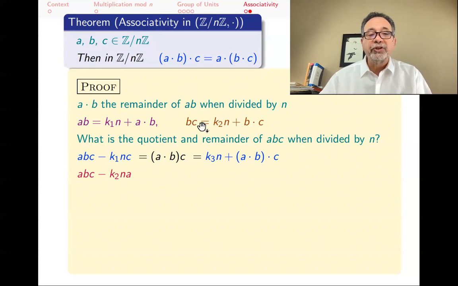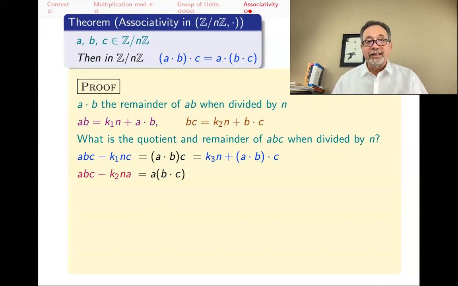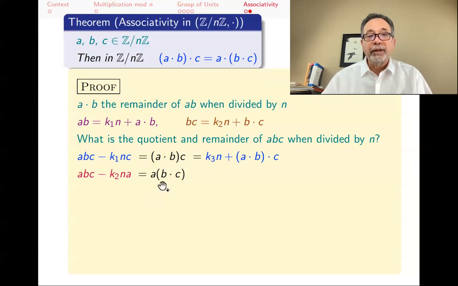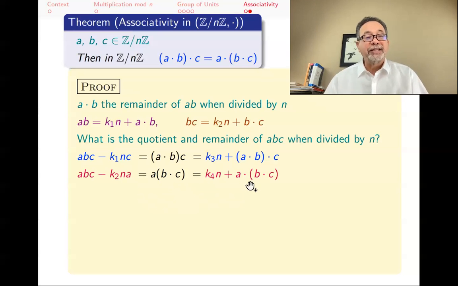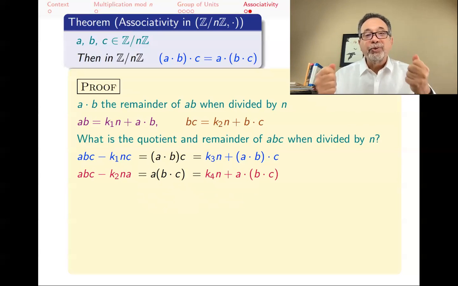Bring the k2n to the other side and multiply by a. So what is that? That's going to be the same as a times b dot c, because b dot c is bc minus k2n. If you multiply it by a, you get a times b dot c. But again, using the division algorithm, whatever this is, two numbers multiplied, you can divide it by n, you get a quotient k4, and you get a remainder. And the remainder is a dot b dot c. Because whenever you multiply two numbers, Fred and Joe, the remainder when divided by n is Fred dot Joe.